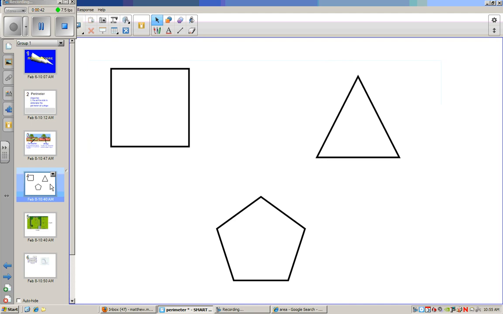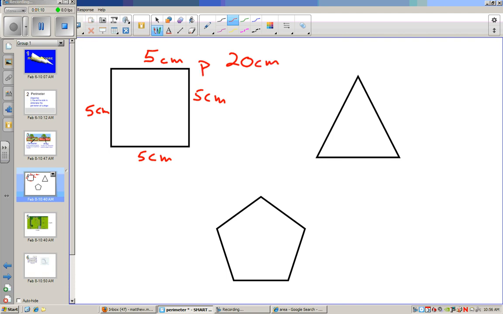If we look at a shape like this square, for instance, if each of its sides measures 5, let's say 5 centimeters. Well, it's a square, so we know all of the sides are going to be 5 centimeters. What we can do with this shape is just add up all 4 of its sides. So if we added up 5 plus 5 plus 5 plus 5, we get 20. And so the perimeter, or the distance around the outside of this shape, would be 20 centimeters. And usually we would put P equals 20 centimeters.